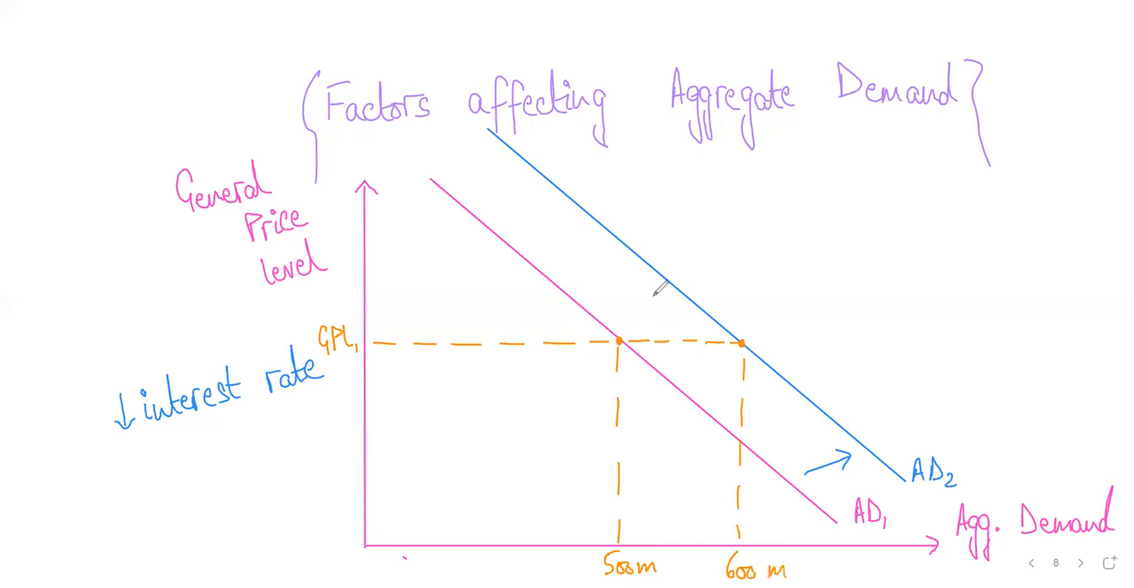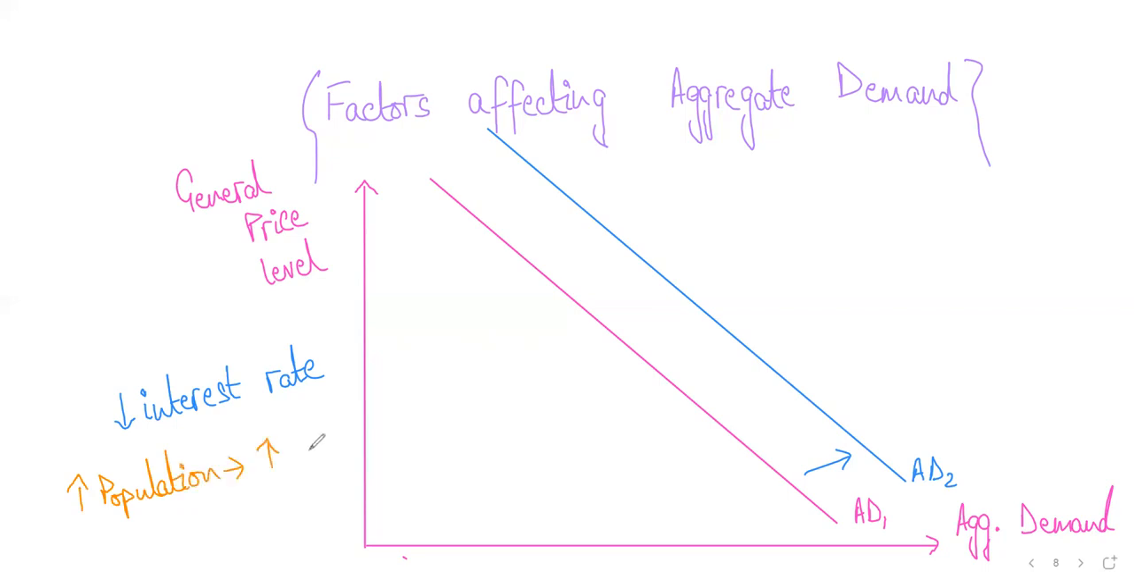Now moving forward, another example. What if the country's population is increasing? How will you show it on this graph? How will the aggregate demand curve be affected? Again, shift to the right. Why? Because consumption will increase. The idea is simple: more population, more consumption, more aggregate demand. Easy. We good on this? Okay, what else?